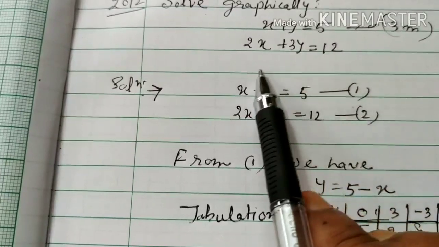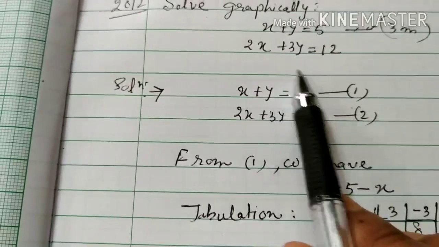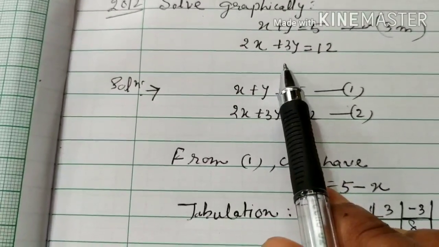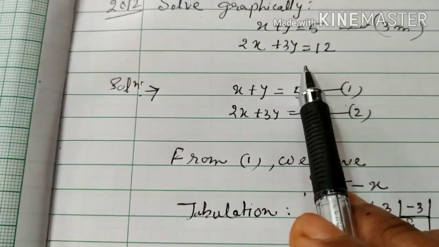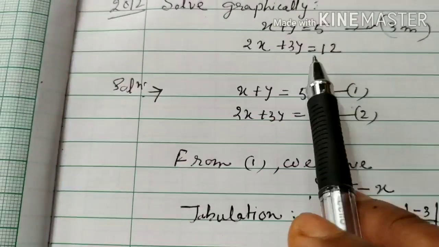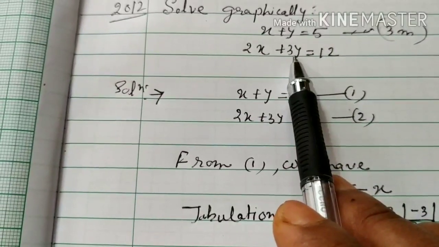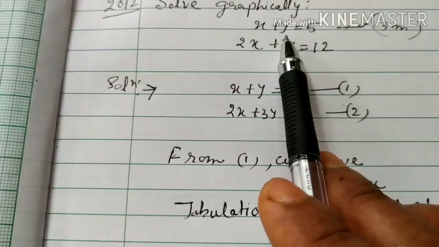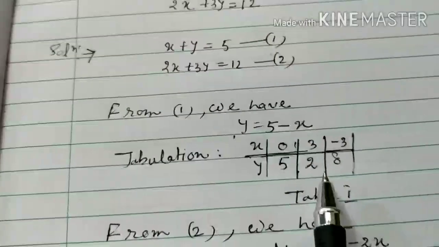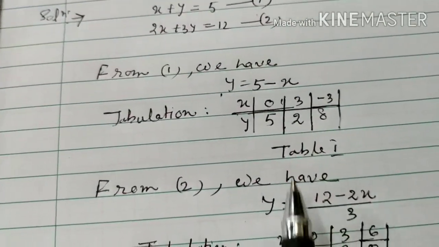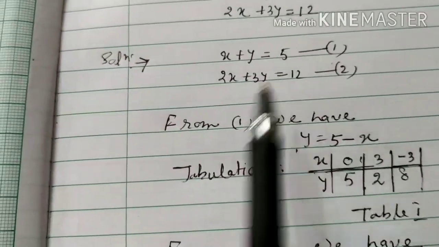If a1 by a2, b1 by b2 and c1 by c2 are equal, then the lines are coincident. Parallel lines are also checked, just for verification. For dependent type equations, one can be obtained from the other on multiplying by a constant, so a1 by a2 equals b1 by b2 equals c1 by c2. You make one tabulation, then another tabulation, and find where they intersect.